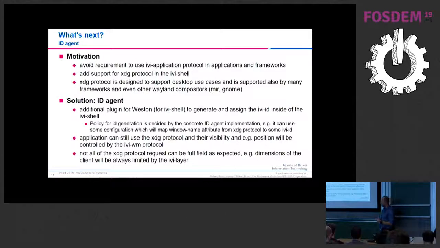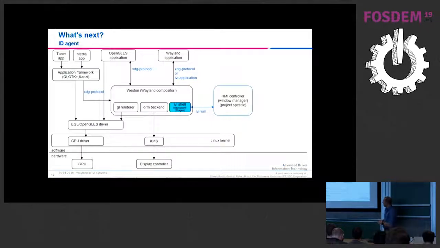But it is up to you to implement this ID agent. We think that at the end, each project could have its own. VIA could provide some basic implementation, which will look up some configuration XML or something like this. This is how it will look if this is implemented and available. We will still use the IVI shell, we will still use the HMI controller. The major change is actually only for the application.